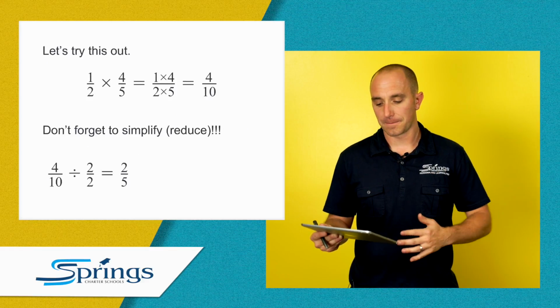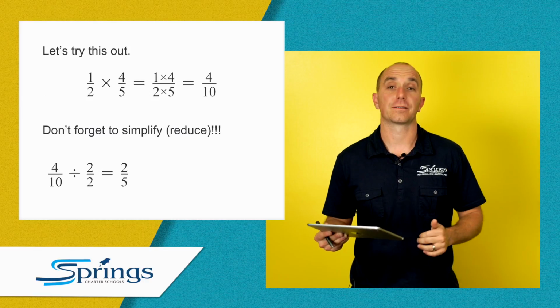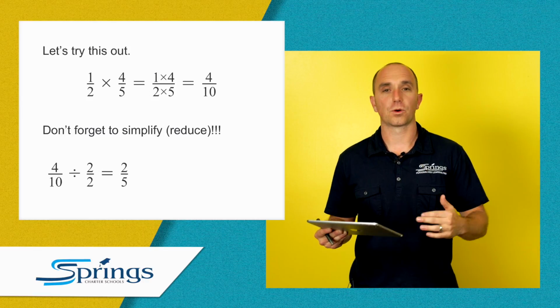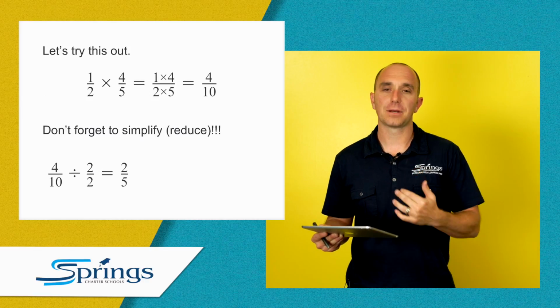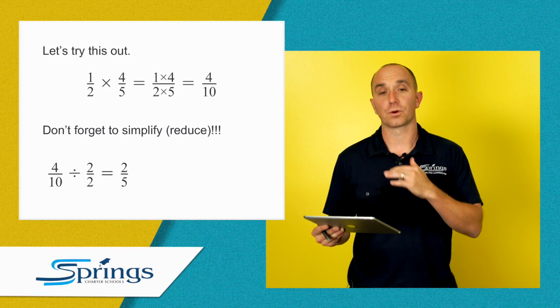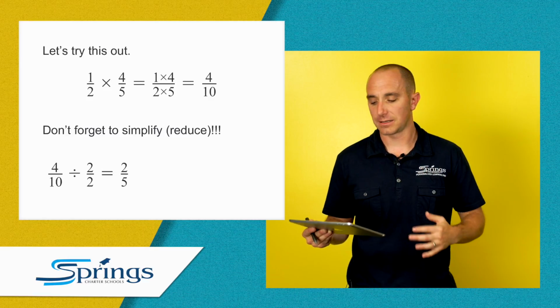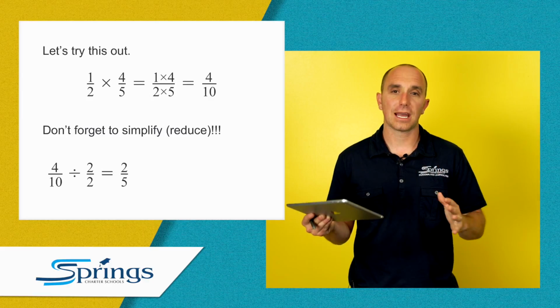So let's try one out. We have 1/2 times 4/5. Now, you have 1 times 4, because remember I talked about multiplying those top numbers, so you're going to multiply across. 1 times 4 is 4, 2 times 5 is 10. Now, you have 4/10. You can't forget to reduce those.